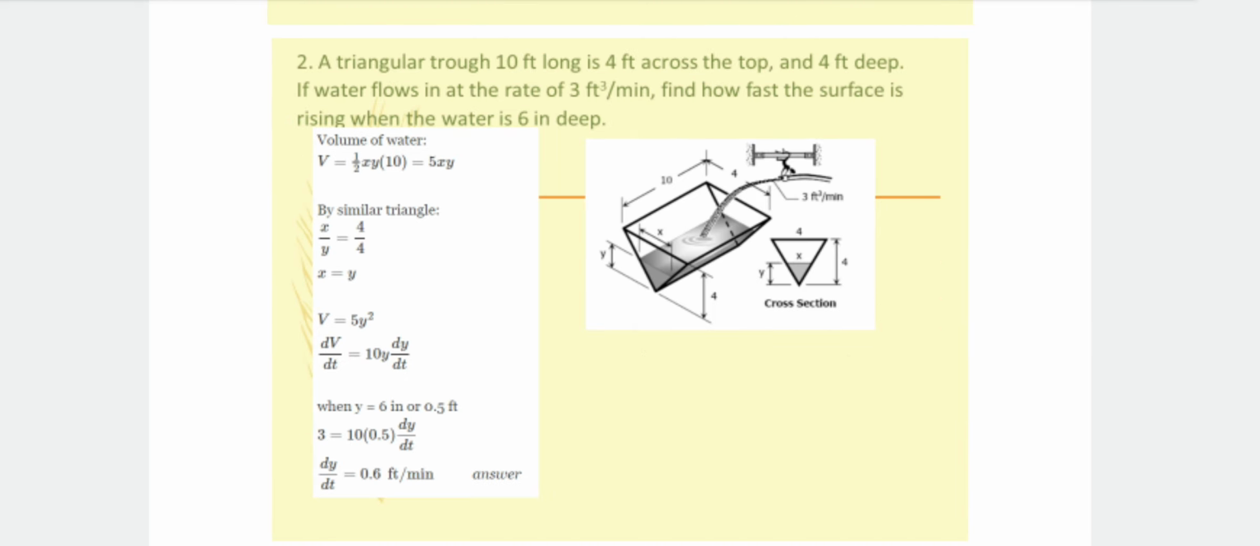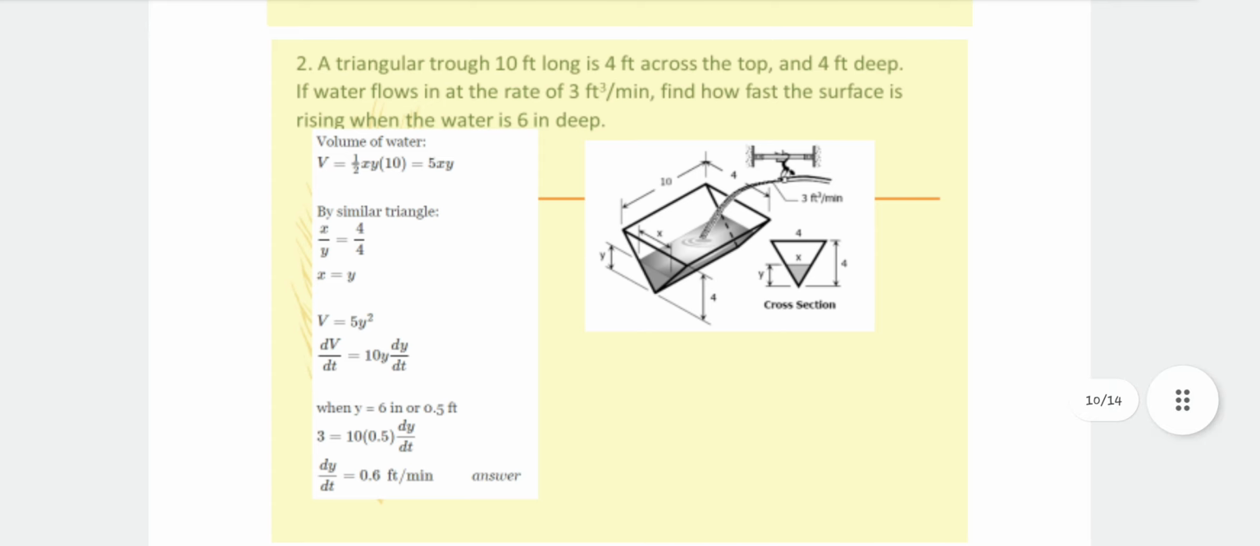A triangular trough, 10 feet long, is 4 feet across the top and 4 feet deep. Since it is a triangular trough and we need the volume, make sure you can imagine the figure in 3D and 2D. So, 4 feet wide, 4 feet deep. The inflow is at the rate of 3 feet cubed per minute. Find how fast the surface is rising when the water is 6 inches deep.